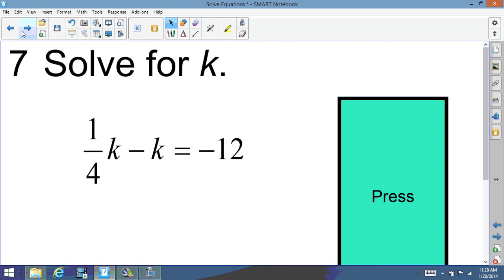Here's where we're going next, where we're going to be dealing with more than one variable at a time to solve it. So 1/4 of k minus k equals negative 12. What do you think that is? So we have to deal with the same number, 1/4 of that number, and we're subtracting that same number, and it equals negative 12. Wow, we're in for a treat.